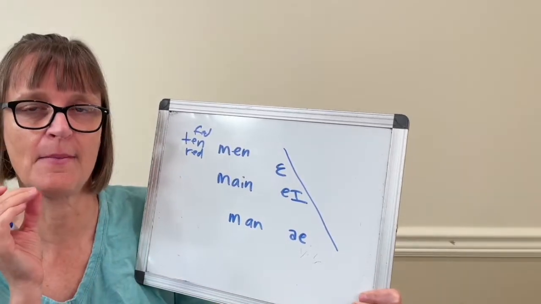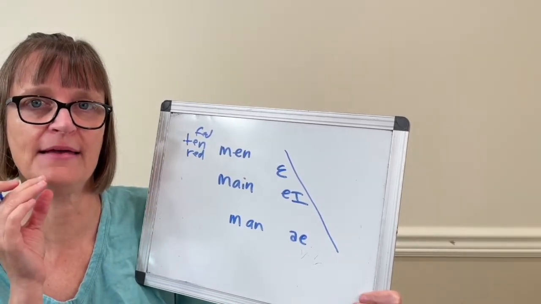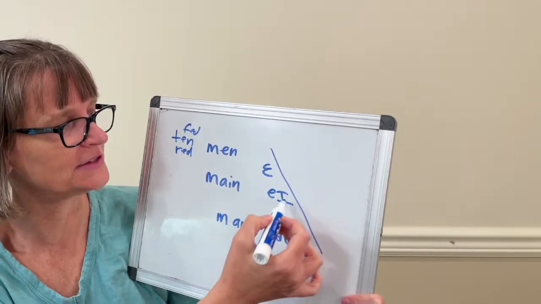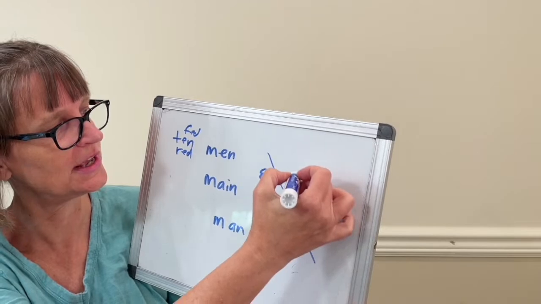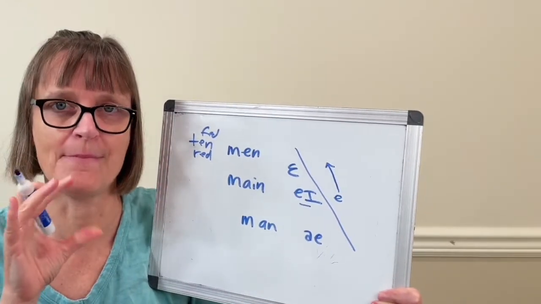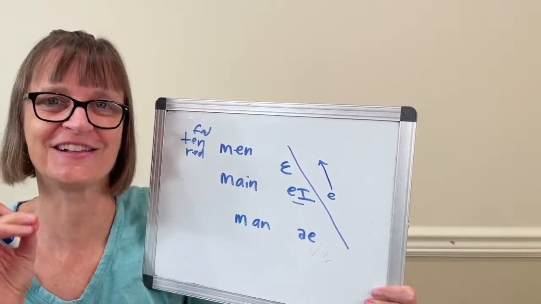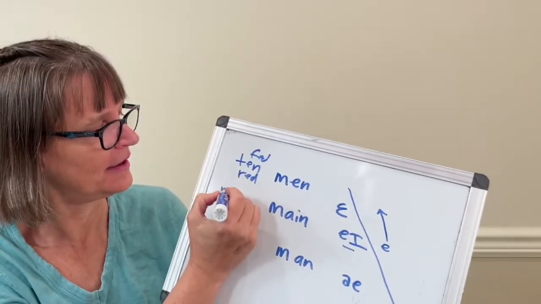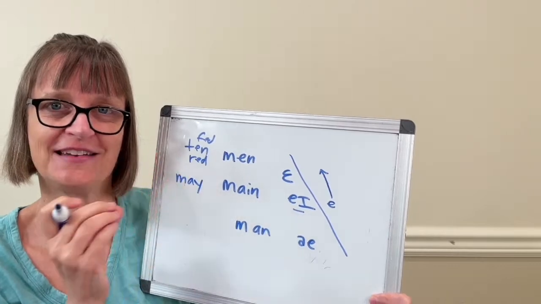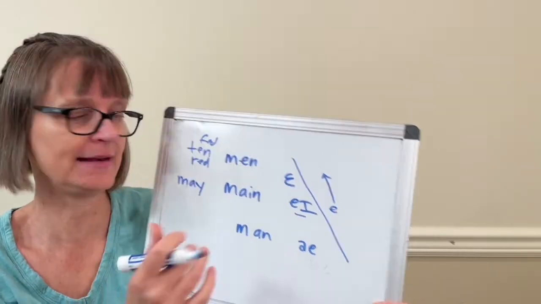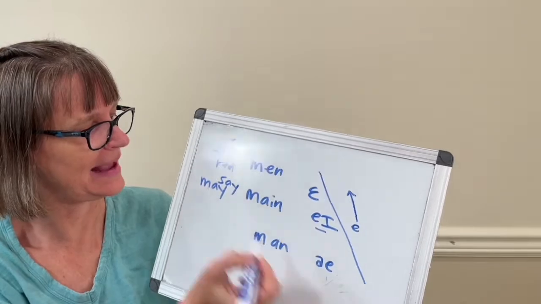Then when we say "main," "men" is a little more closed. "Main" is a little more open, but it's a diphthong. So I start at the A position, and then I close as I'm saying "main." So it's a gliding vowel. I would say try saying "may." You might find it easier to do that diphthong. May and main, or say main.